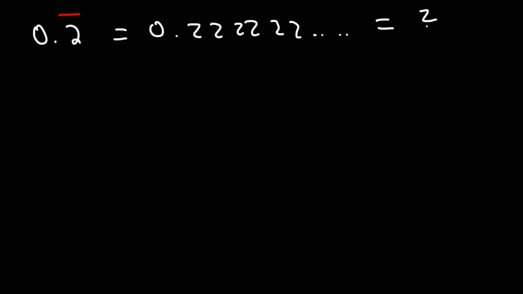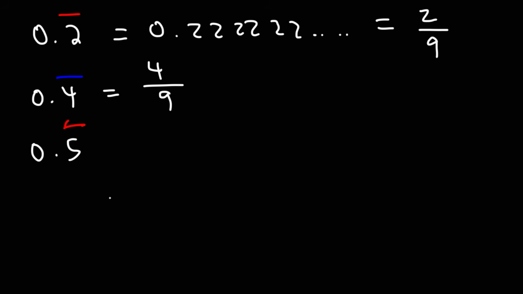Now, how would you convert 0.2 repeating into a fraction? Now, this goes on forever. This is 0.22222, and it keeps on going. How would you convert that into a fraction? 0.2 repeating is simply 2 over 9. 0.4 repeating is simply 4 over 9. 0.5 repeating is simply 5 over 9.